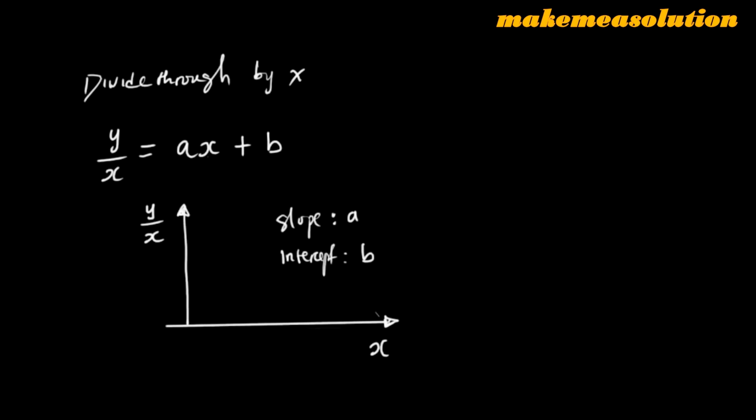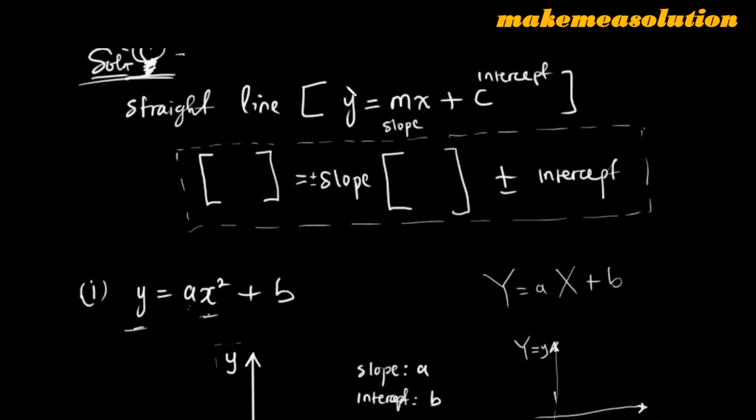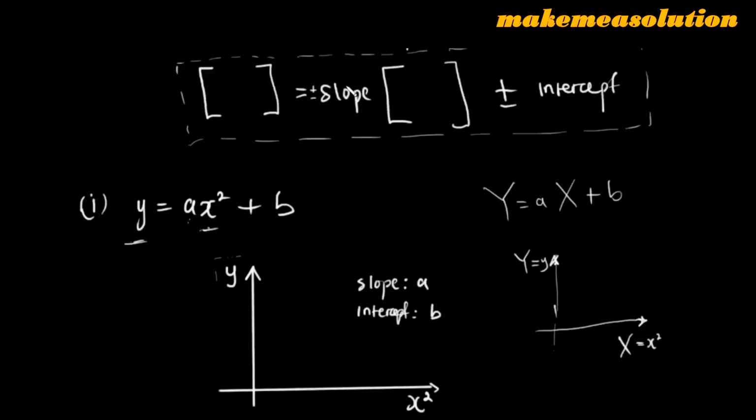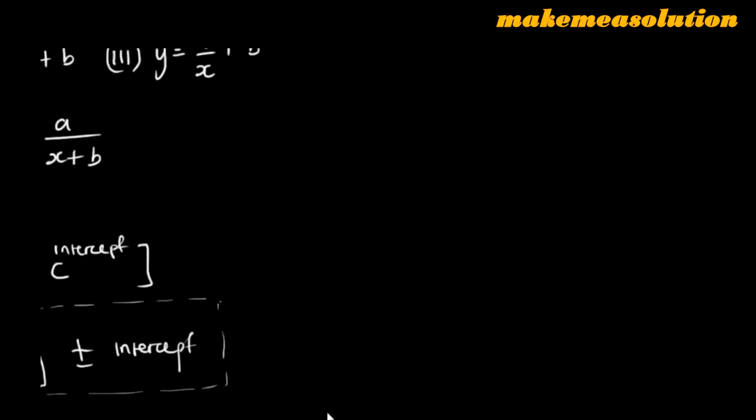So let's look at the last one. So the last one is y is equal to a divided by x plus b. So who can tell us what we'll do in this one? Very good. So we can decide to take the reciprocal, right?